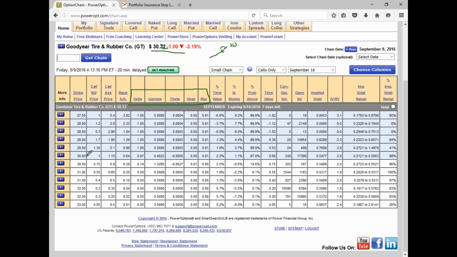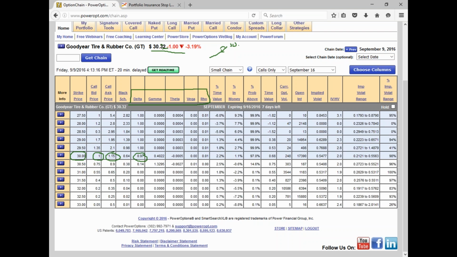For 7 days remaining, the just in the money 30 strike call has a bid of $1 and an ask of $1.15. Now the delta right now is at 0.97. It's kind of high because there's only 7 days left to expiration. We'd expect this to be a little bit lower, of course, as well. All right. Let's see, just going through.